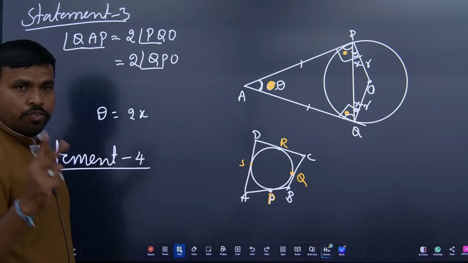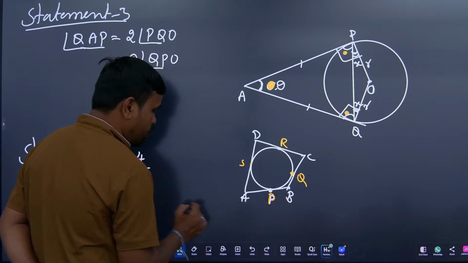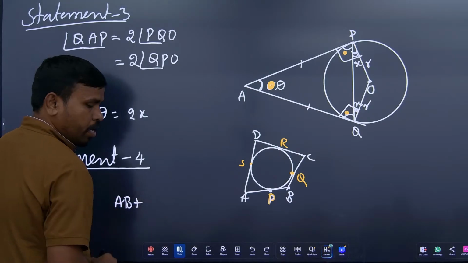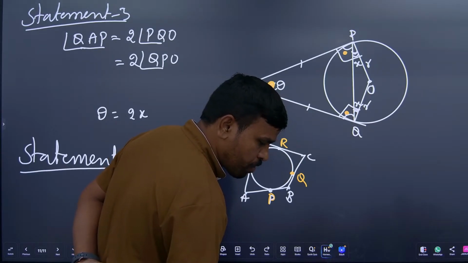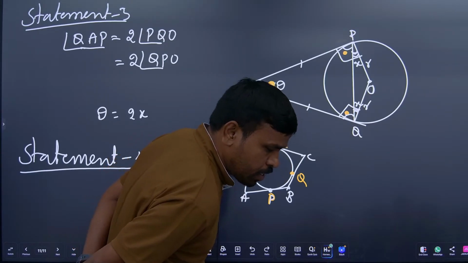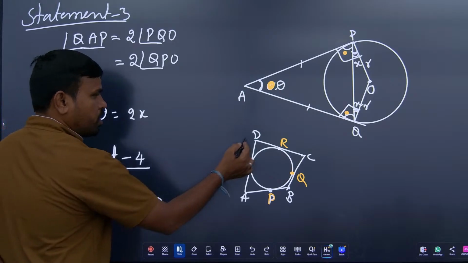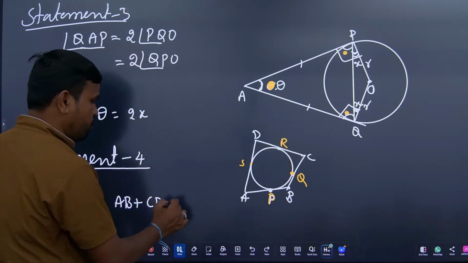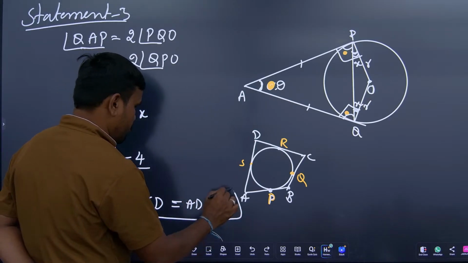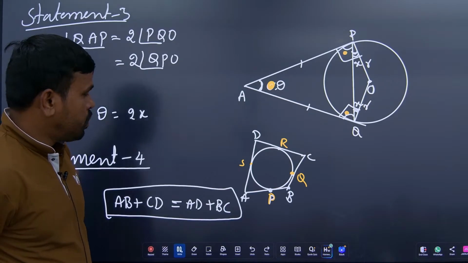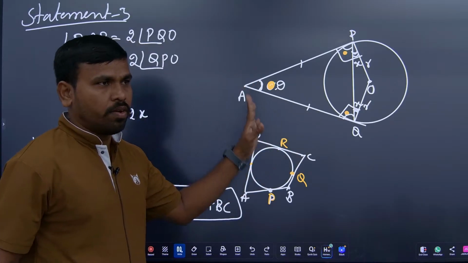Okay, 2 minutes will finish it off. If a quadrilateral ABCD is drawn to circumscribe a circle, then AB plus CD is equal to BC plus AD. The sums of the opposite sides of the quadrilateral are equal: AB plus CD is equal to AD plus BC. This you better remember.